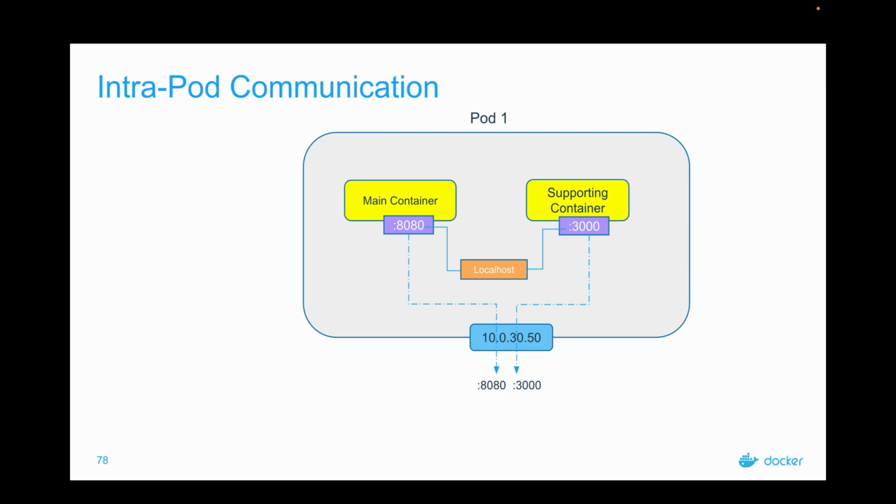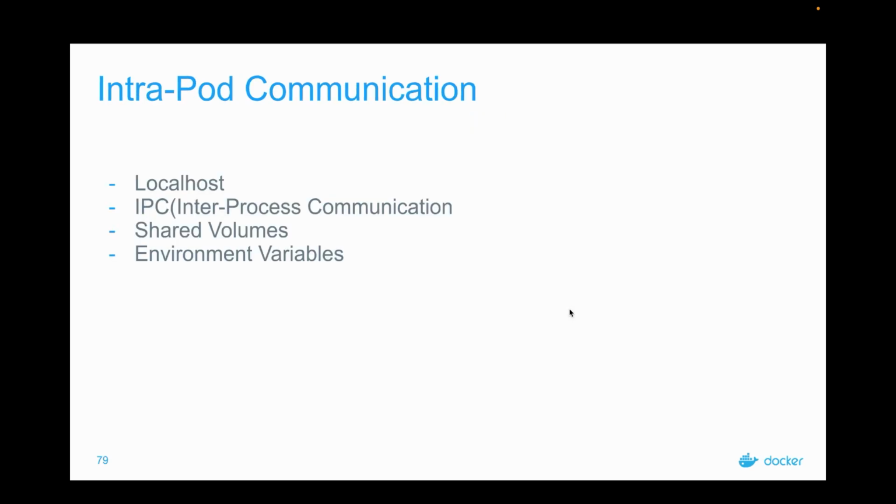Now there are a few ways in which this intra-pod communication can be achieved. Let me see, I have captured this particular slide. So the first thing is localhost. Containers within the same pod can communicate with each other using a loopback address, which is localhost, 127.0.0.1. So they can connect to each other's services or processes using an IP address and port binding defined within the pod.